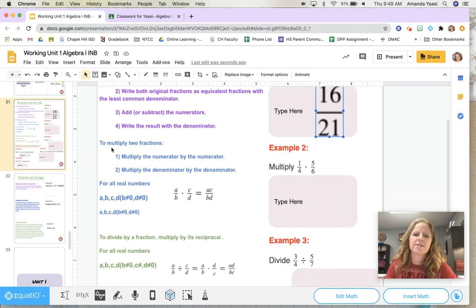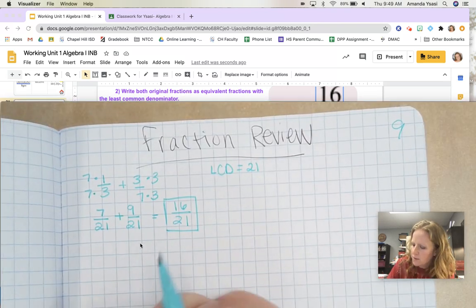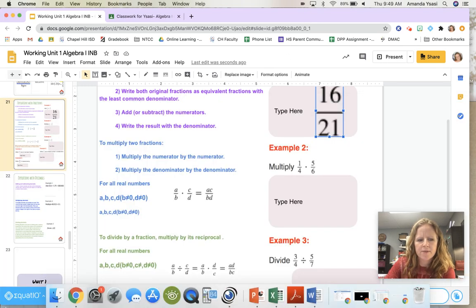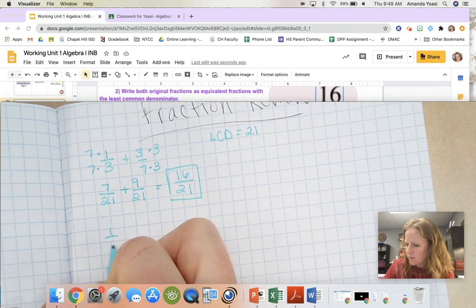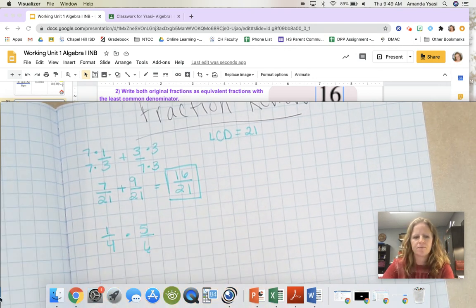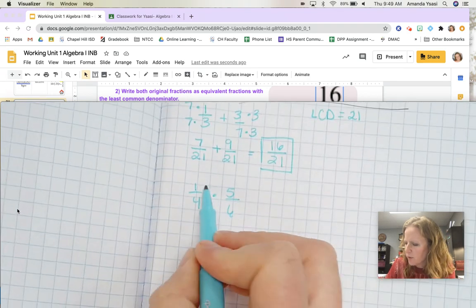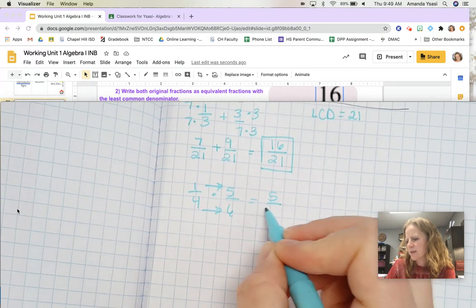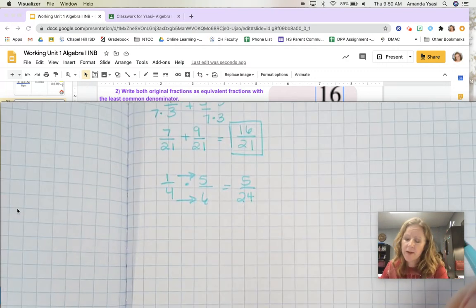1/4 times 5/6. To multiply fractions, multiply the numerator by the numerator, multiply the denominator by the denominator. For all real numbers, you'll just multiply straight across. Top times top over bottom times bottom. So let's look at our composition book. What was that problem again? 1/4 times 5/6. So top times top over bottom times bottom. 1 times 5 is 5. 4 times 6 is 24. And then we look and see if we can simplify it, and we cannot.